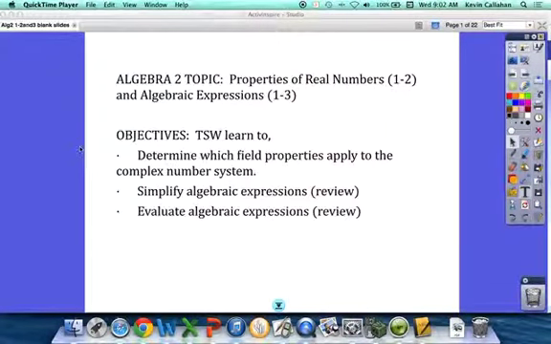Okay, so we're trying to get through 2 lessons today. They're very basic review lessons, things that you had probably at the very beginning of Algebra 1, but we want to make sure that we remember all of those things.